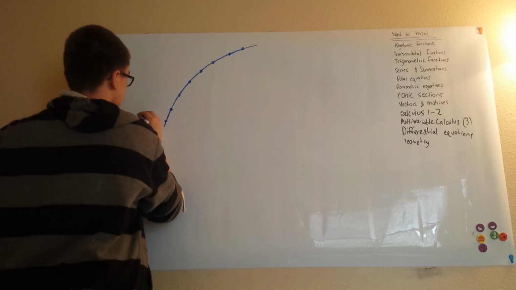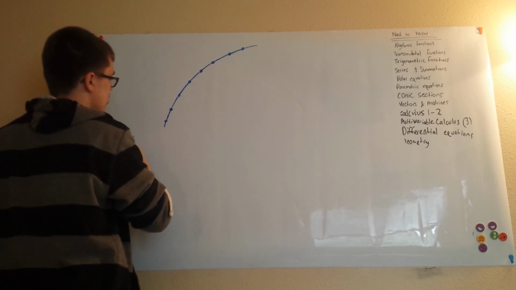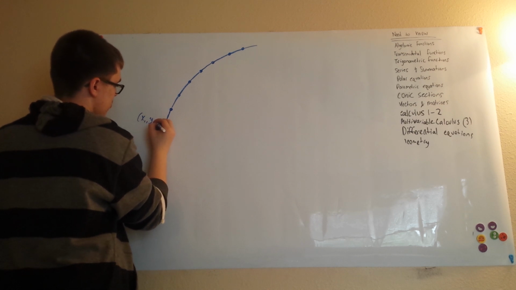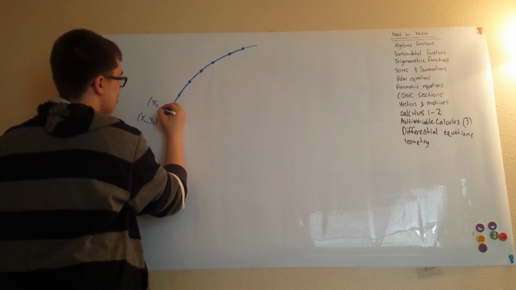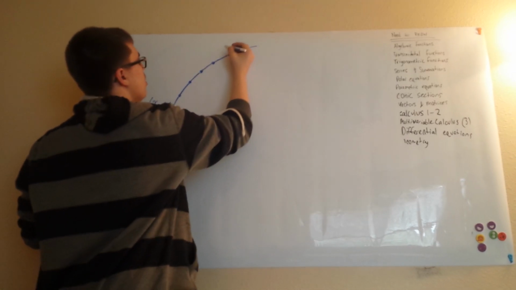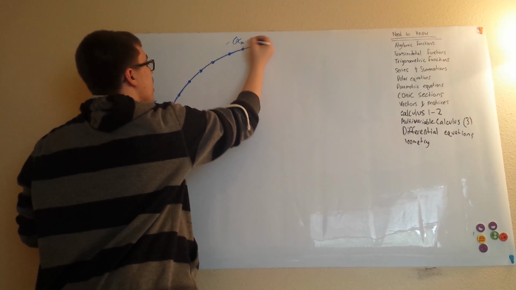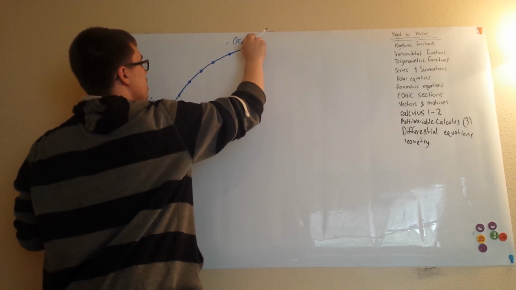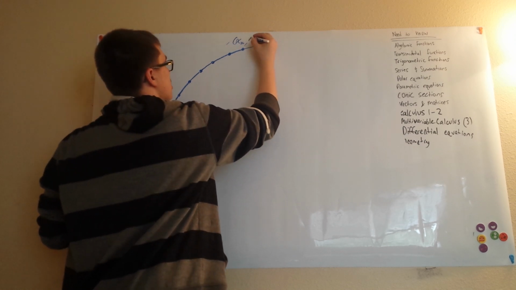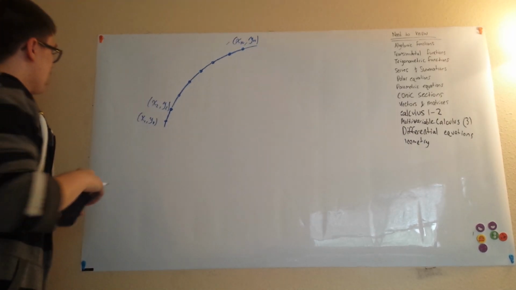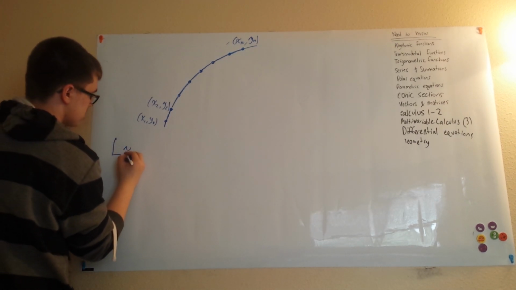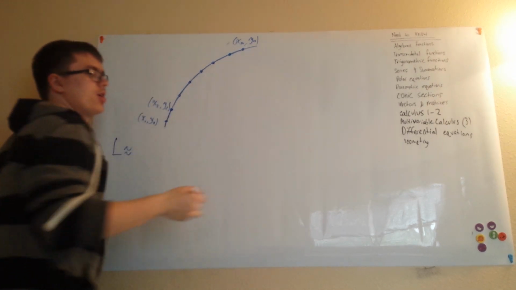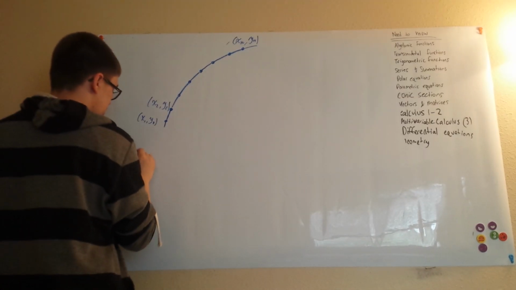But this is going to be what? The first points, right? x sub 1, y sub 1, x sub 2, y sub 2, all the way up to x sub n, y sub n. So we're saying that the length is approximately equal to the sum of the lengths of these segments. So you would put this down.